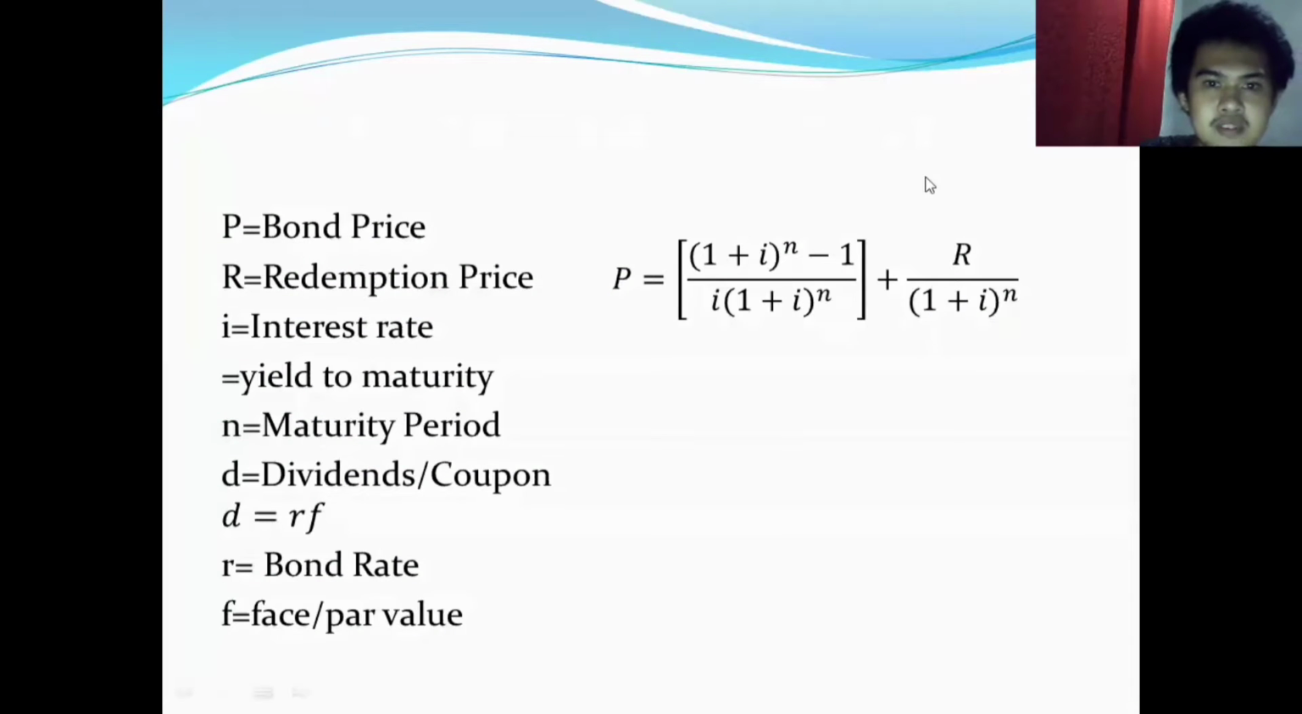So this is the formula for the cash flow. P equals, where P is the bond price, D times [(1 plus i) raised to n minus 1] over [i times (1 plus i) raised to n], plus R over (1 plus i) raised to n. R is the redemption price, i is the interest rate or yield to maturity, n is the maturity period, and D equals dividends or the coupon. D equals rF, where r is the bond rate and F is the face or par value.